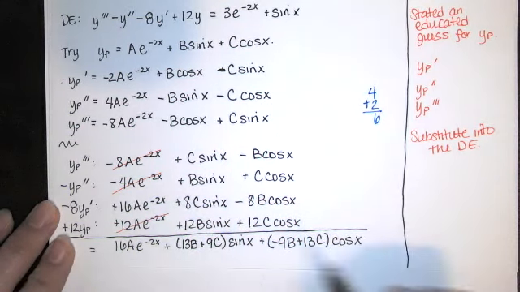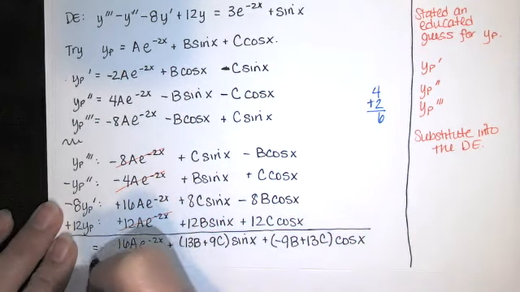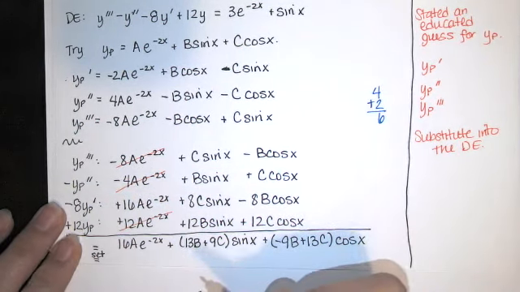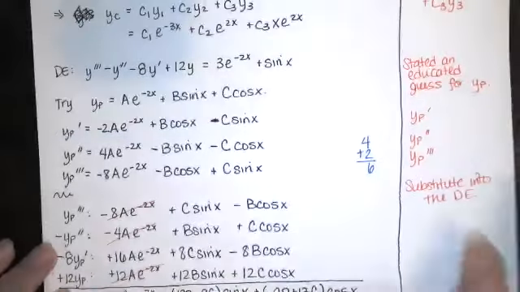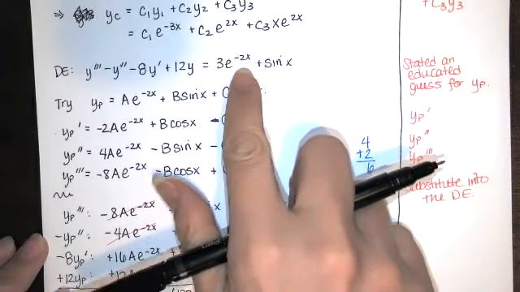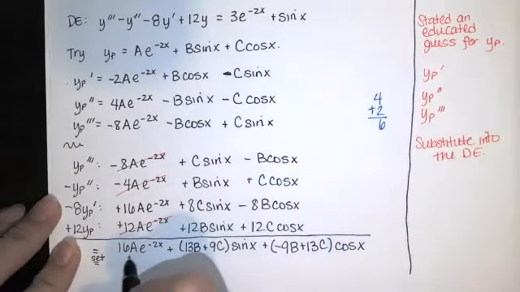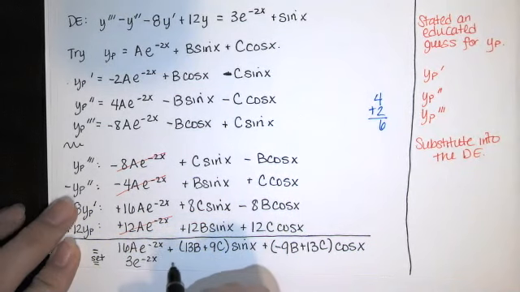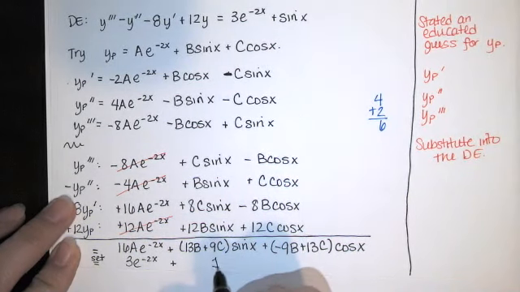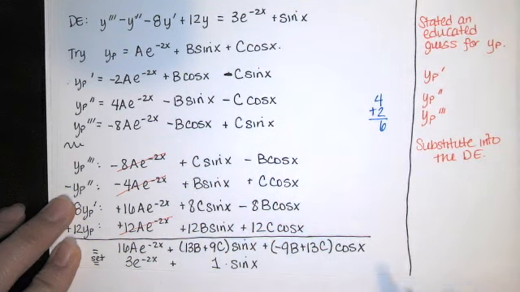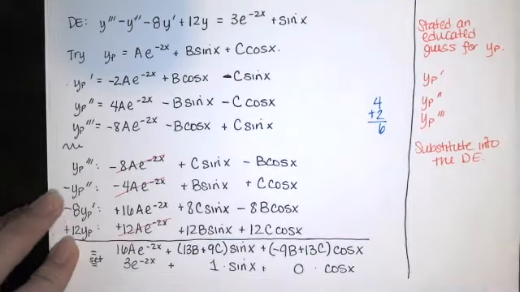Okay, and that is our left-hand side. We want to set that equal to the given right-hand side. And the given right-hand side was this, 3 times e to the -2x plus an implied 1 times sine of x. Now there were no cosines, so there's an implied 0 times cosine of x there.